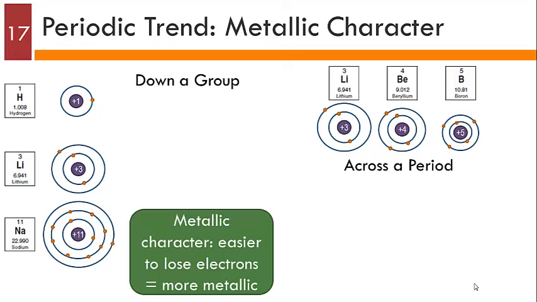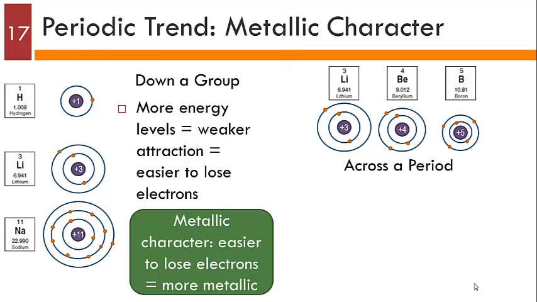So metallic character is going to increase as it is easier to lose electrons. As you move down a group, we get more energy levels, which means that there's more shielding, and that attraction is getting weaker. So it's easier to lose electrons and the elements become more metallic as we go down a group.